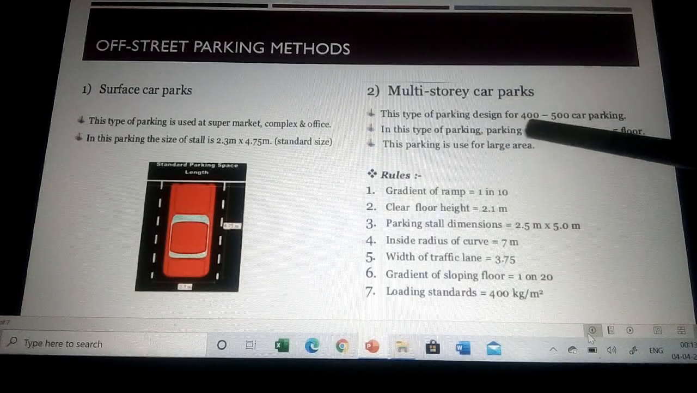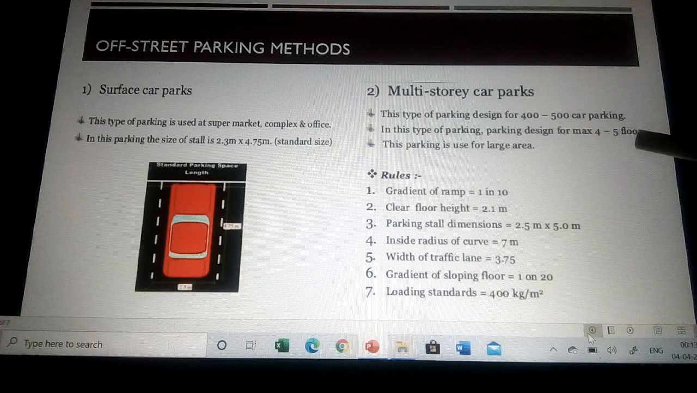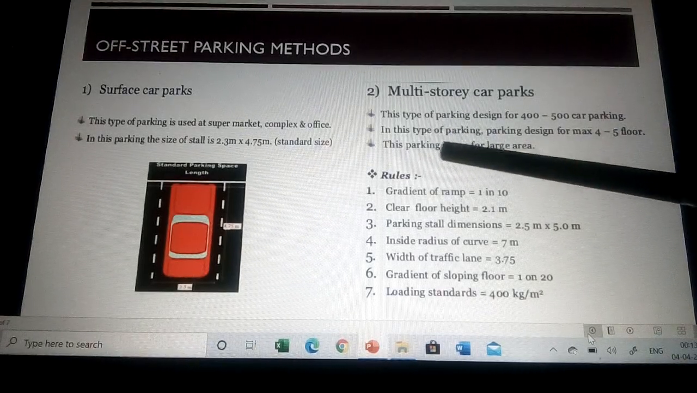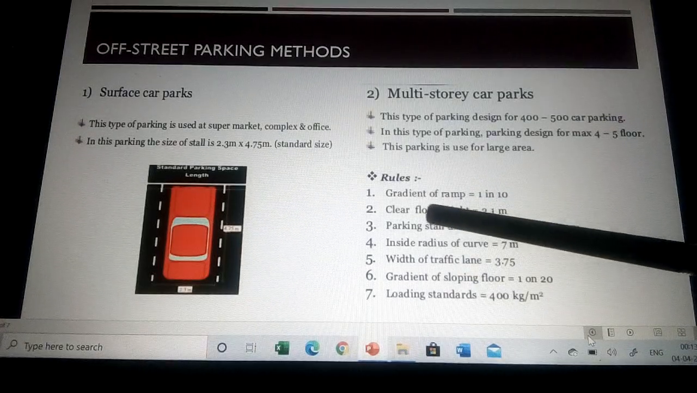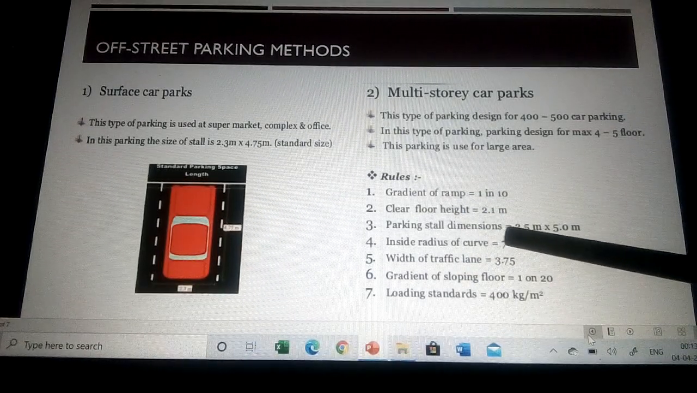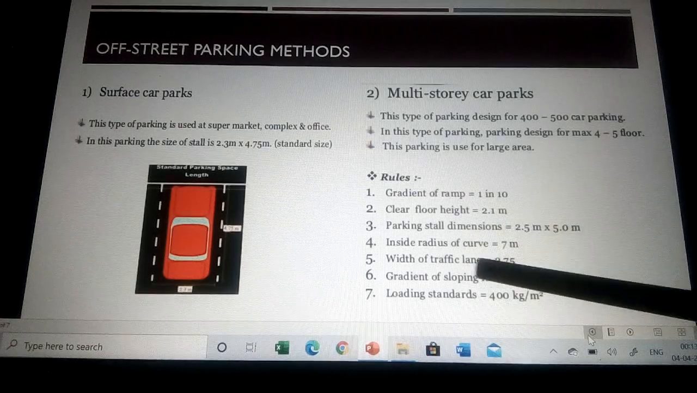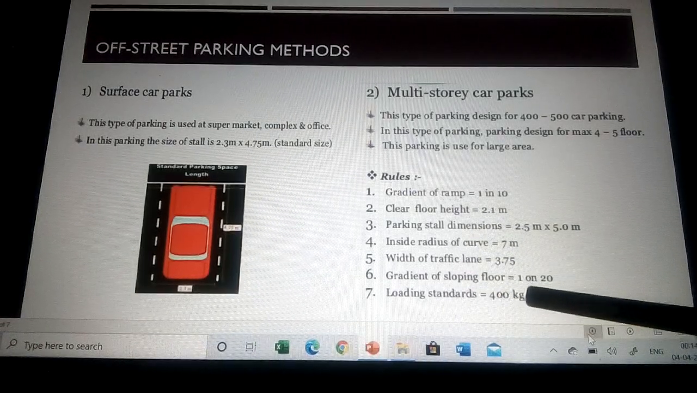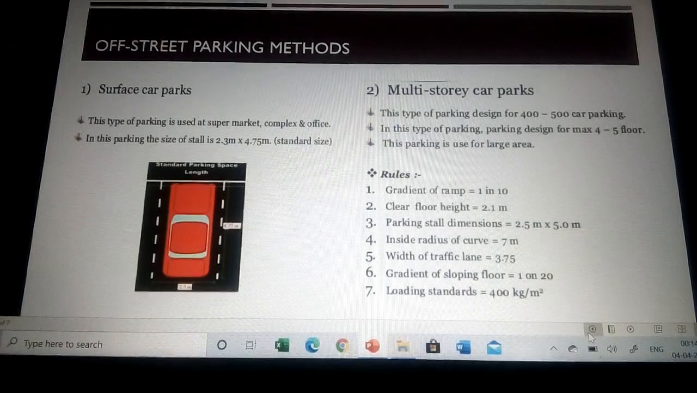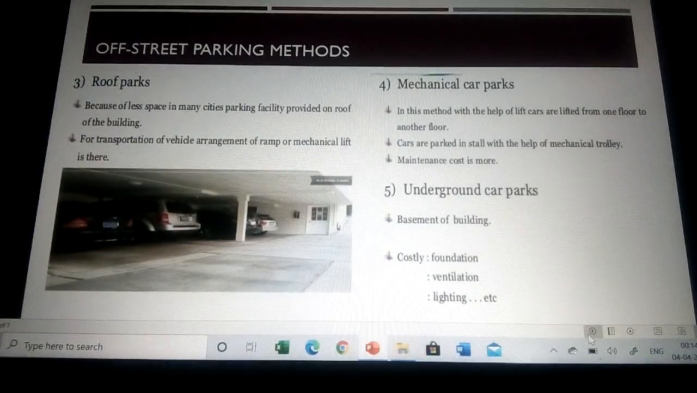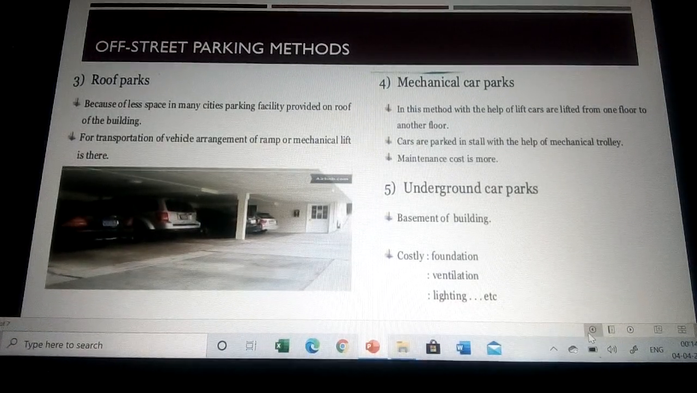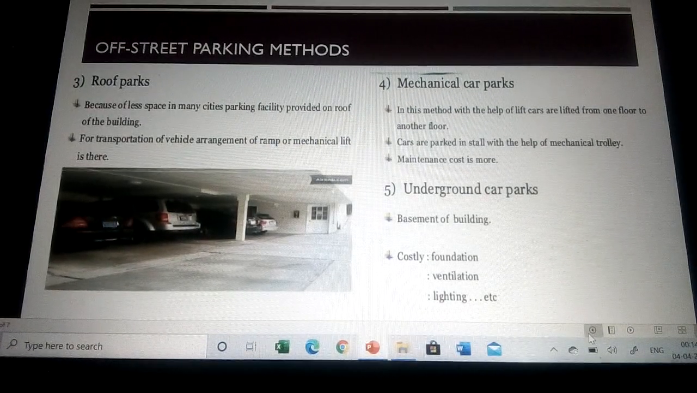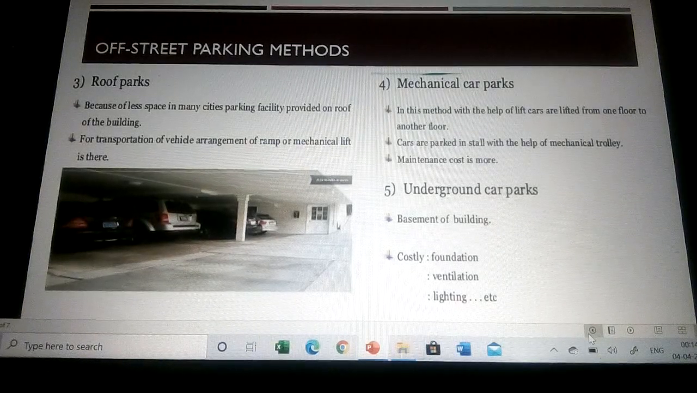In this type of parking, a design for a maximum of 4 to 5 floors is permitted. Now, this parking is used for larger areas, and there are some rules like gradient of ramp, clear floor height, inside radius of curb, parking stall dimensions, width of traffic lane, loading standards. As you can see, the figures are written there. Now, the third method is roof park. Because of less space in many cities, parking facility is provided on the roof of the building. Now, for transport or vehicle arrangement, a ramp or mechanical lift is there.